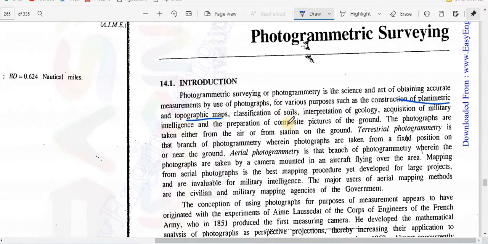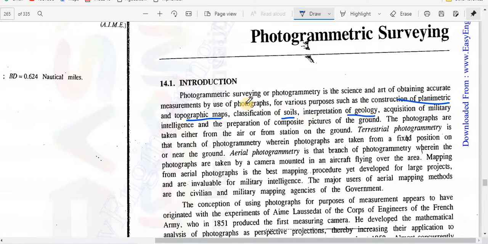It is also used for classification of soils, that is, which kind of soils are present at different grounds. And the next is interpretation of geology, how the geology is in that particular area, which can be acquired through photogrammetric surveying. Acquisition of military intelligence is also very important, and photogrammetric surveying is very important for that.